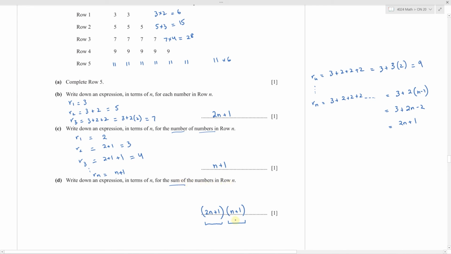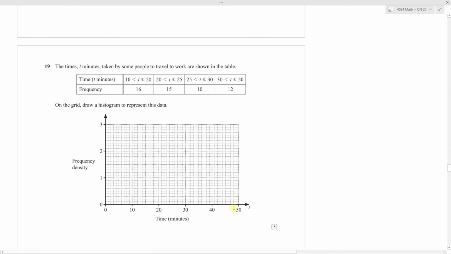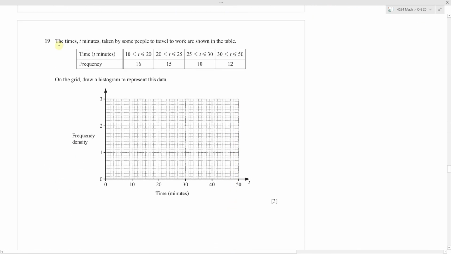So let's move on to the next question. Question number 19 is: the times t minutes taken by some people to travel to work are shown in the table. So you have frequency and time in minutes. So you have 16 people who took between 10 and 20 minutes to travel to work. There were 15 people who took between 20 and 25 minutes, and so on. On the grid, draw a histogram to represent this data. So on the x-axis you have time in minutes, and on the y-axis you have frequency density.